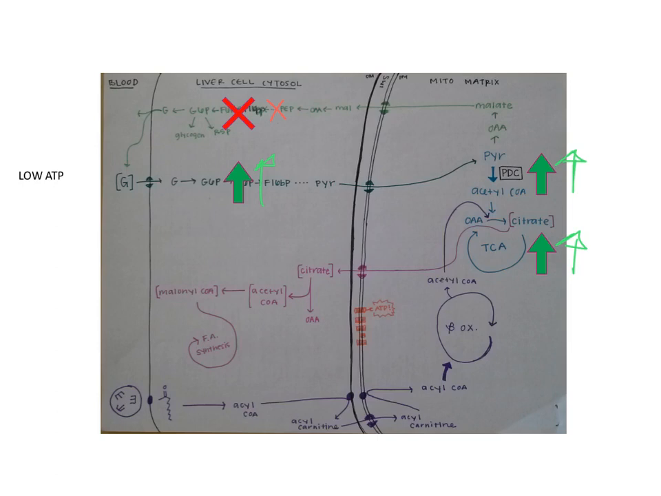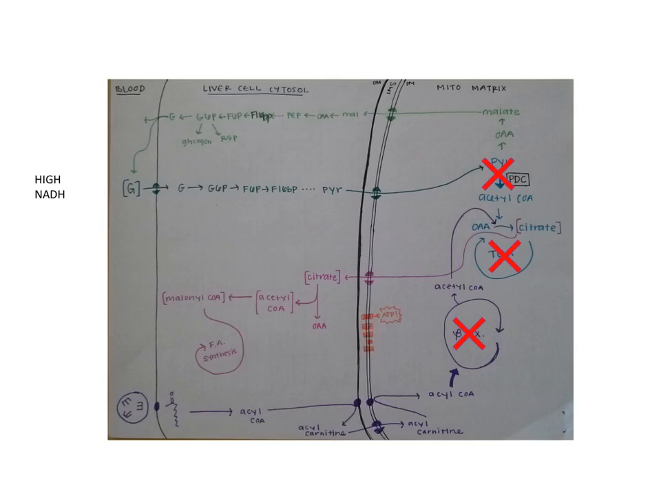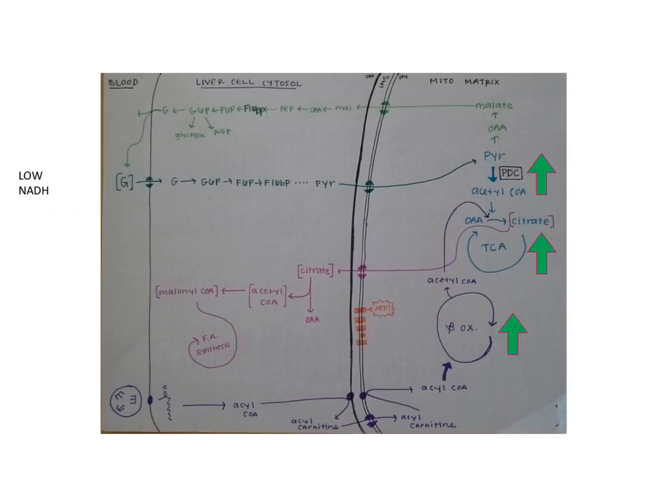So you can see that these aren't even complete opposites as far as regulatory mechanisms go. Sometimes you get more. In this case, we get more pathways that are being turned on by low ATP than are being turned off by it. High NADH will turn off PDC, the TCA cycle, and beta oxidation. And then low NADH will turn all of these on: PDC, TCA, and beta oxidation.